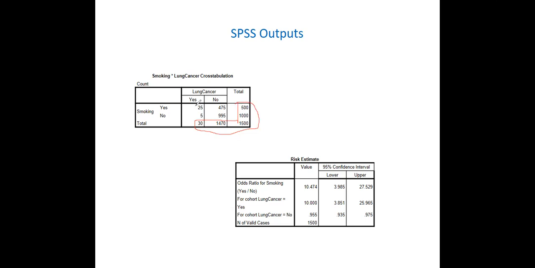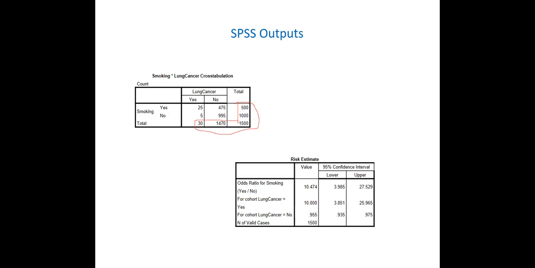The real cells are these four: 25, 475, 5, 995. What we mean by concordant is that these people smoke, because we want to see if smoking contributes to lung cancer. These people smoke and they have lung cancer. So 25 of them smoke and have lung cancer. It's a form of concordance, because he gets what he deserves. Do you get it now? He smoked, he got the disease. Yes, it's a concordance.